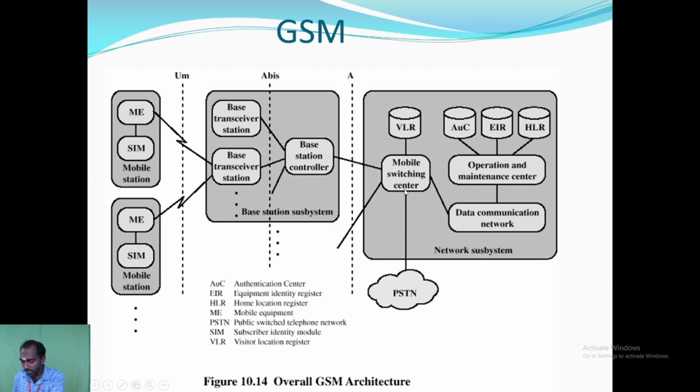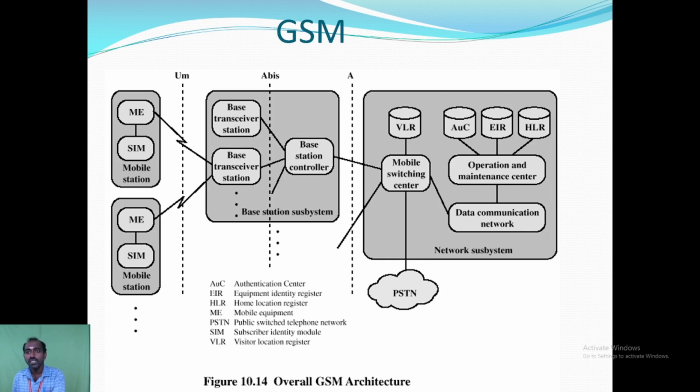So what are the functions of the mobile switching center? Registration, authentication, location update, handover, call routing, call setup, and supervision. Next, the network switching subsystem also consists of the home location register, visitor location register, authentication center, and equipment identity register.